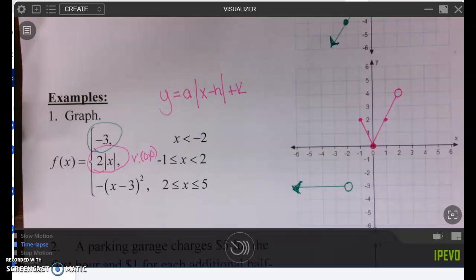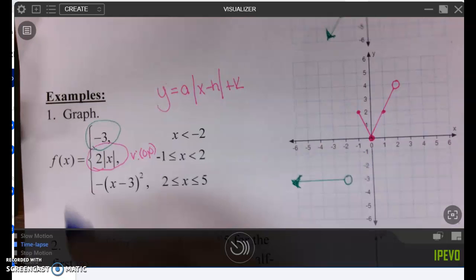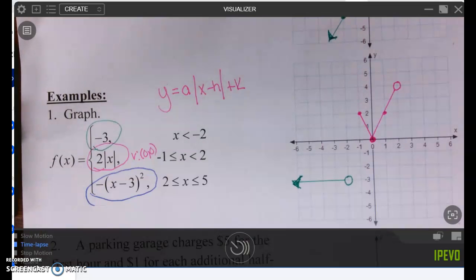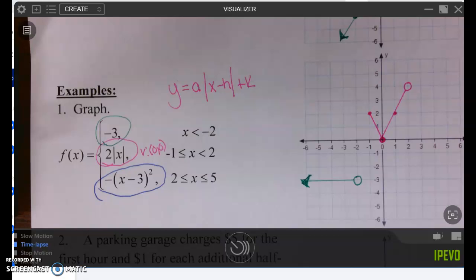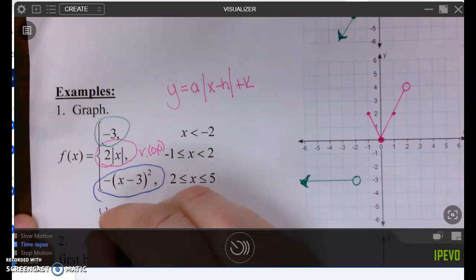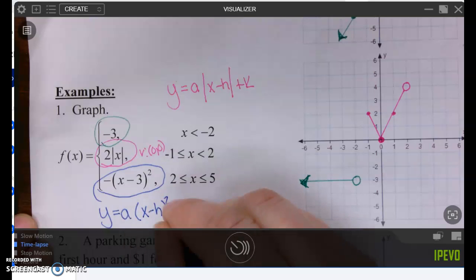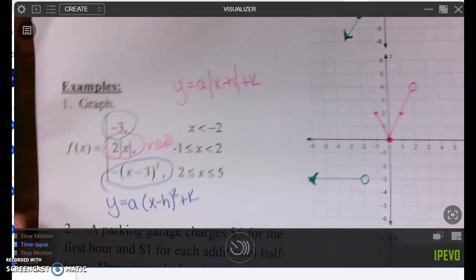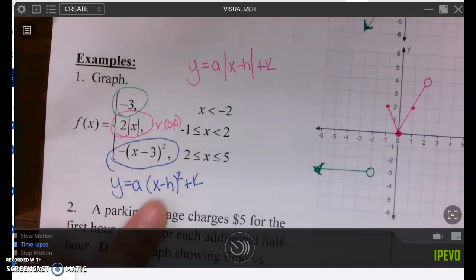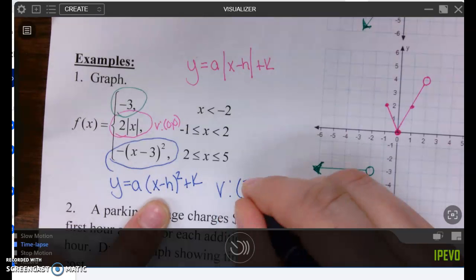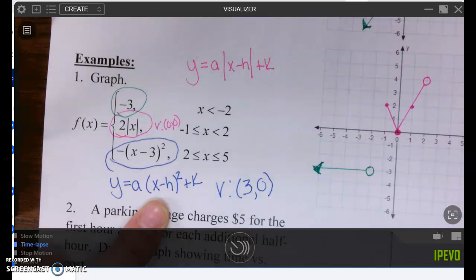And then last of all, I'm going to graph the y is equal to, or f of x is equal to a negative x minus 3, the quantity squared. You should be thinking that's a parabola, and it's also in vertex form. So this is a times x minus h, the quantity squared, plus k. And again, you see that h, k form. And so our vertex on this one is the opposite of h. So our vertex is +3, and the k value is 0.